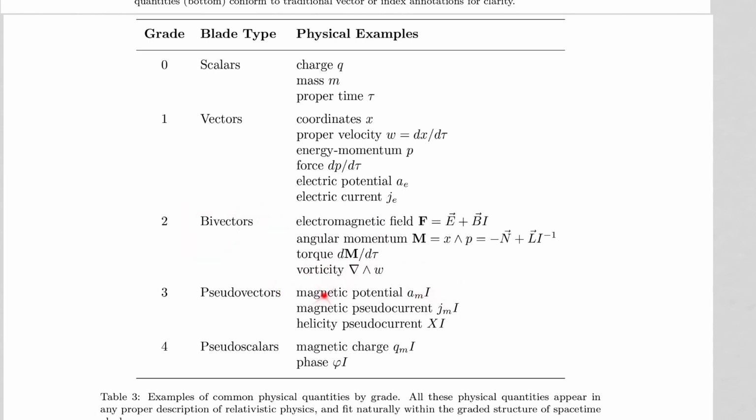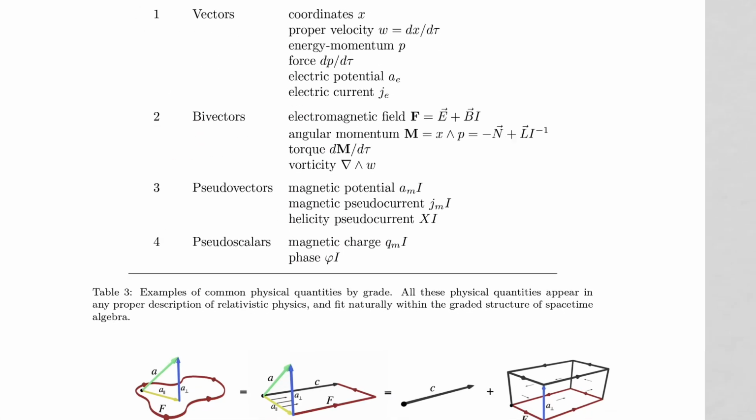Pseudovectors, the magnetic potential, the magnetic pseudocurrent, and the helicity pseudocurrent. Not sure what helicity pseudocurrent is, but these other things, they are pseudovectors. Not surprisingly, they involve magnetism, because we know the magnetic field has always been a pseudovector, so it's not a surprise that these guys are too. So this is just sort of to show you that, hey, physics does map on to this structure.